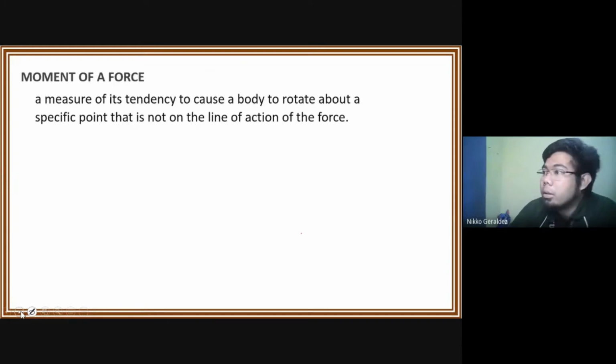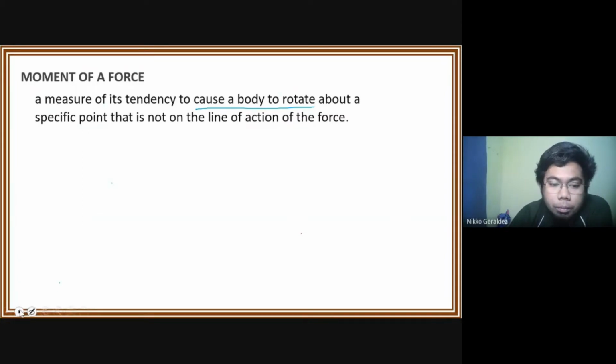A moment of a force. When we say moment of a force, it is a measure of its tendency to cause a body to rotate about a specific point that is not on the line of action of the force. So, a measure of the tendency to cause a body to rotate, or to twist. That is the moment of a force, or just moment. Moment lang, pwede yun.